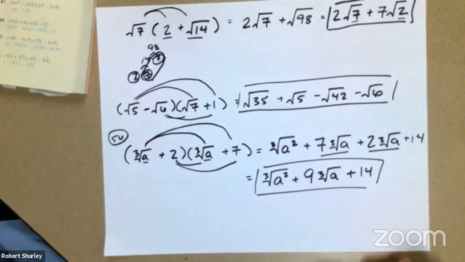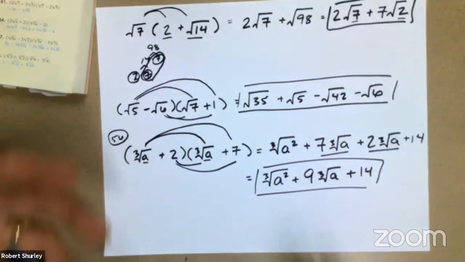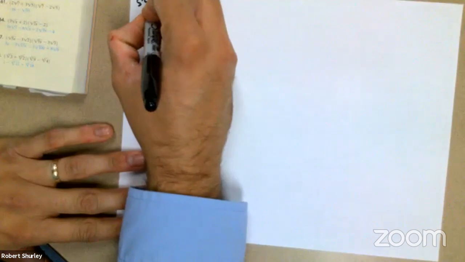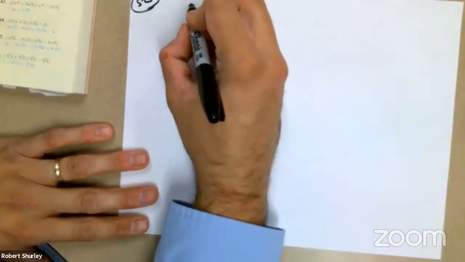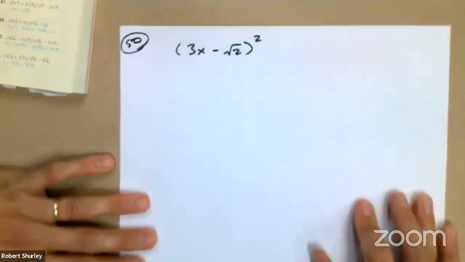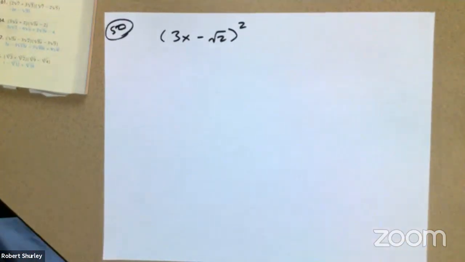Okay. Makes sense? Okay, let's do some that just look goofy that really aren't that bad. Okay. This is number 40. Actually, I'm going to make it up. I'm going to say it's like 50, but I'm going to write it a little different because you're going to see it on 49. We've got 3x minus the square root of 2 squared. Okay. 3x minus the square root of 2 squared.